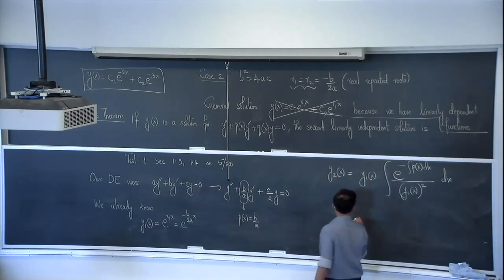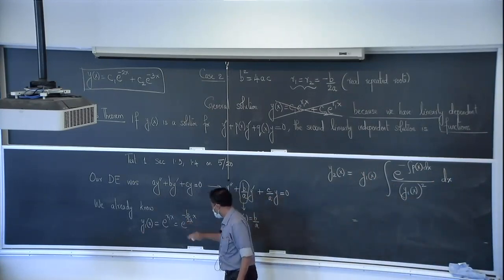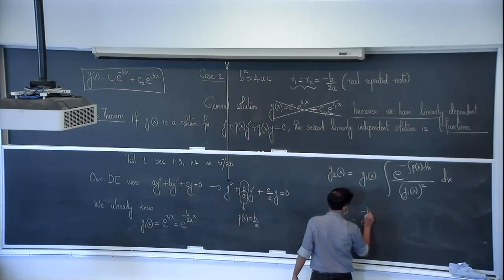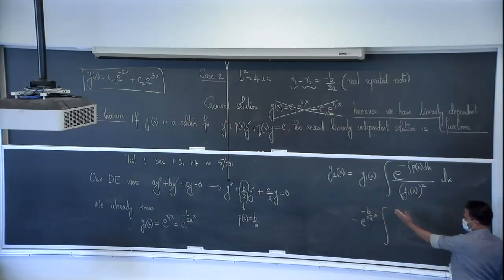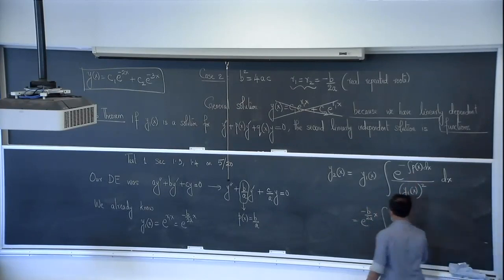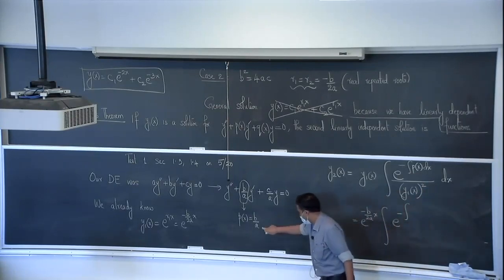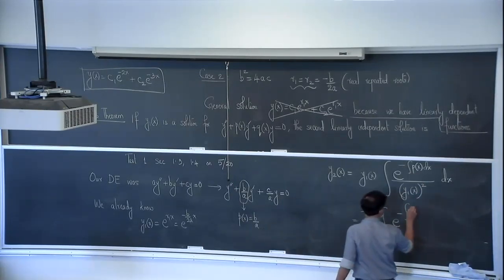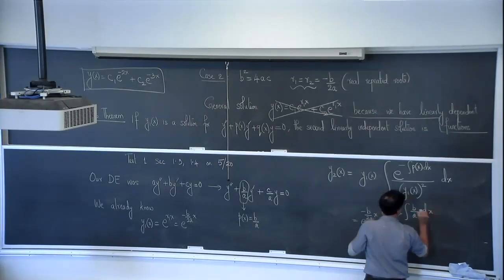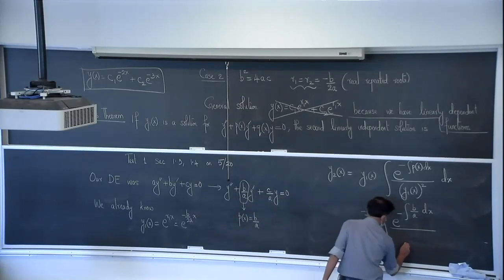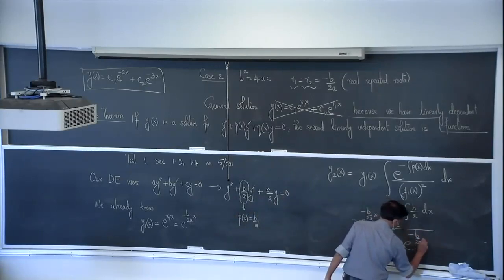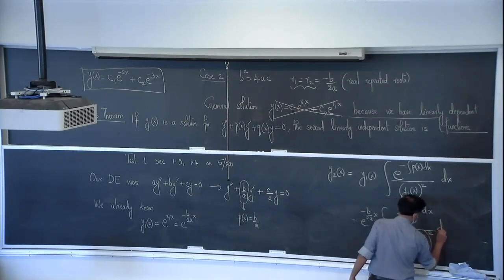So let's plug it in. This is going to be y1 of x, which is e to the power of negative b over 2a times x, outside of the integral, times e to the power of negative integral of p of x, which is b over a. b and a are numbers. So this is b over a dx, divided by y1 of x square, which is going to be this term square: e to the power of negative b over 2a times x, squared, dx.